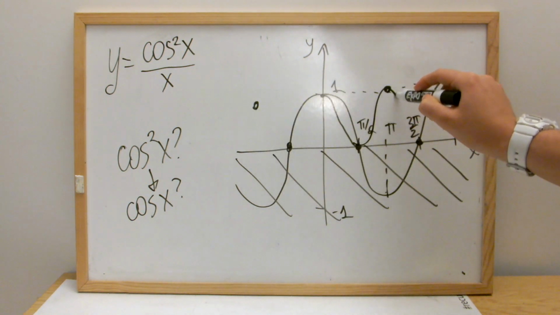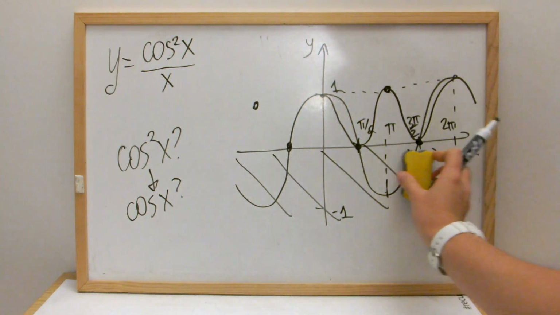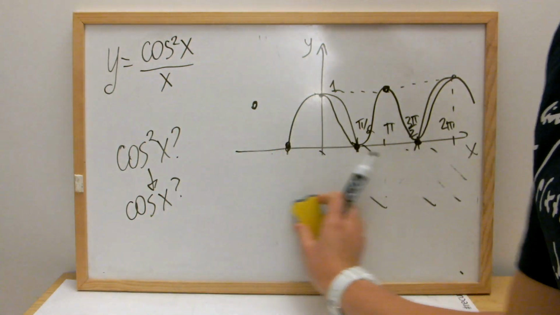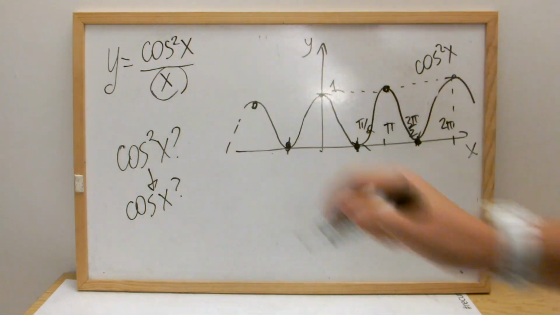Now remember that cos needs to be smooth. It can't have any abrupt changes because its derivative has nice zeros. So we will have all those stationary points and we will connect them nicely, and there we have our cos squared function. We're almost there, we just need to divide by x.